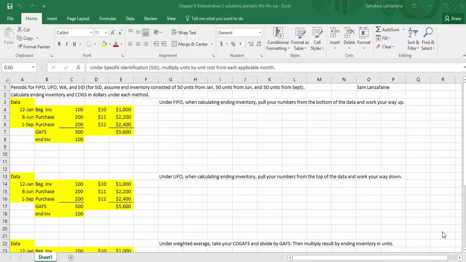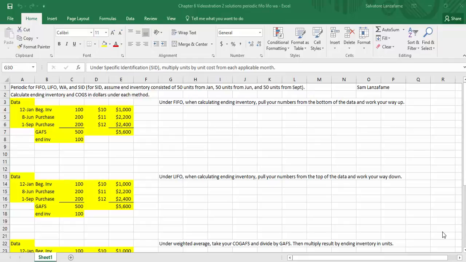Specific identification can be anywhere on that timeline. Could be the best, could be the worst, could be in the middle. There's no specific spot where SID falls when comparing the four to each other. All we know is that out of the four, SID is the most accurate, but it's seldom used. So let's go ahead and see what these answers end up looking like. I can tell you right now that LIFO will be the best when it comes to taxes. So expect to see LIFO with the lowest inventory and the highest cost of goods sold. Let's see if that pans out.